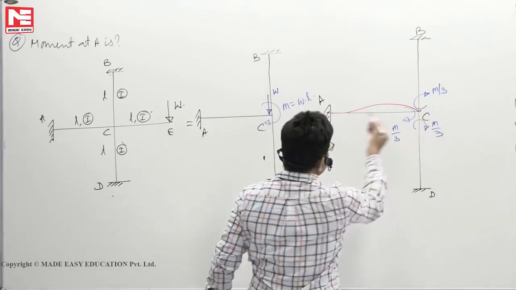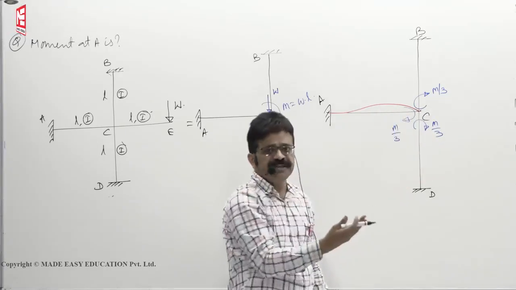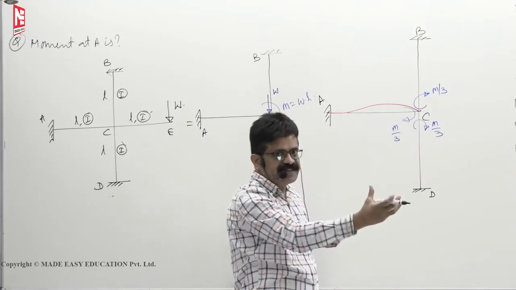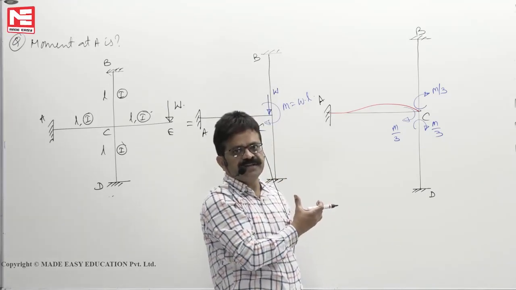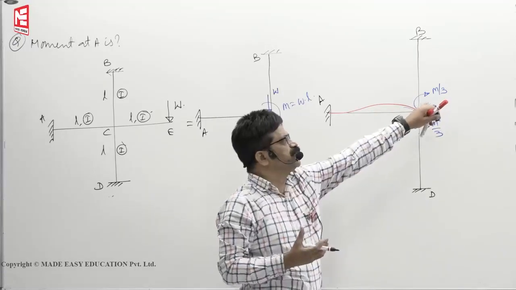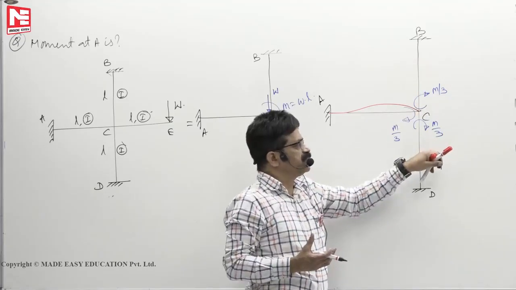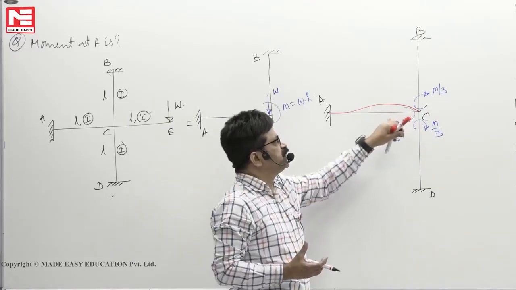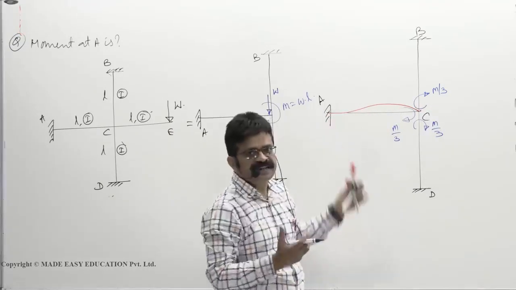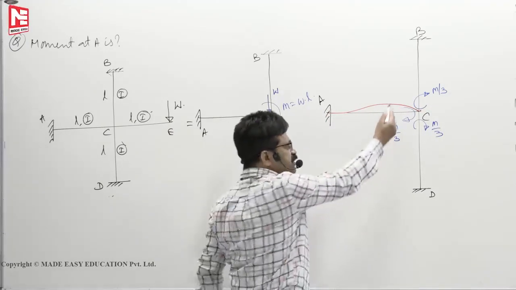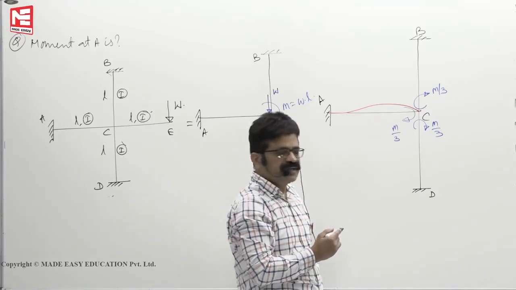So total M by 2 will not be carried. Out of total M, the member at C is taking only M by 3. Out of whatever it takes at C, half will be carried over, not whatever moment you apply. If you apply 1000 ton meter, say, and this member has taken 900 ton meter, and this one has taken 50 ton meter, this member took only 50. Then only 25 is transferred, not 1000 by 2, 500. It cannot take 500, because here itself is only 50.